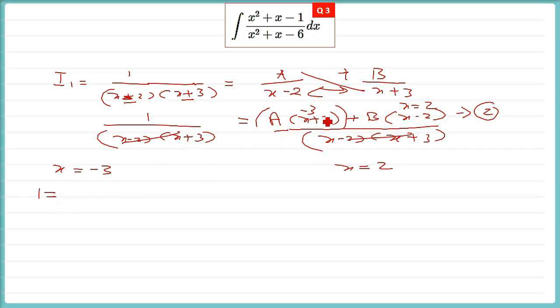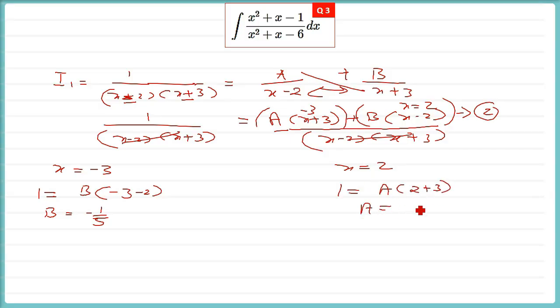x equals negative 3 I am placing. This first term you can just ignore because it's going to be 0. 1 will be equal to b into negative 3 minus 2. So this b will be equal to negative 1 by 5. When you put x equals 2, the second term is going to be 0 in equation number 2. This 1 will be equal to a into 2 plus 3. So a became 1 by 5.